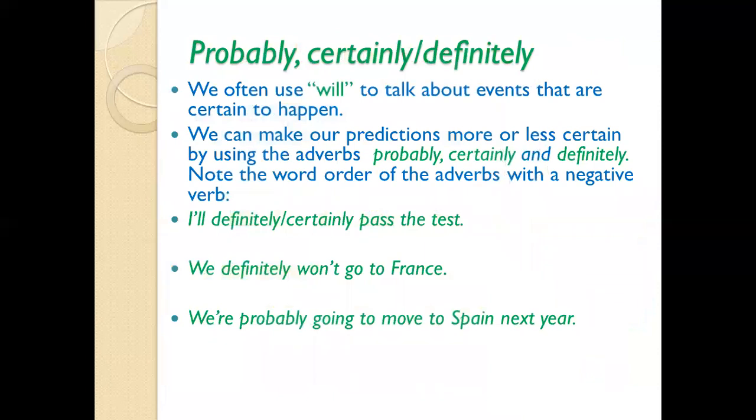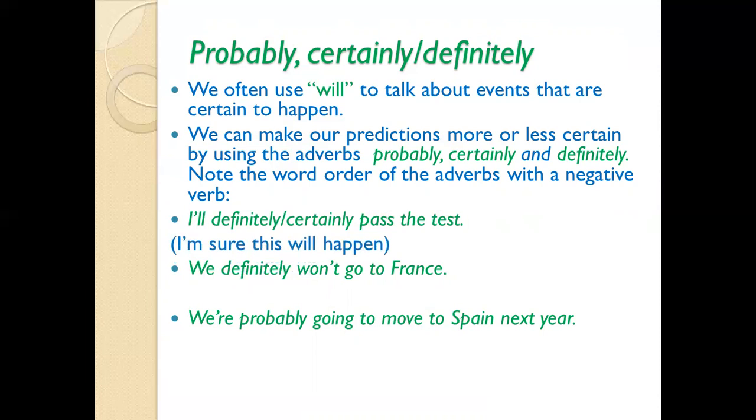We often use will to talk about events that are certain to happen. And we can make our predictions more or less certain by using the adverbs probably, certainly, and definitely. Note the word order of the adverbs with a negative verb. For example, the first sentence is affirmative, and we use the adverb after the auxiliary verb will. I'll definitely, or maybe certainly, pass the test. It means I'm sure this will happen.